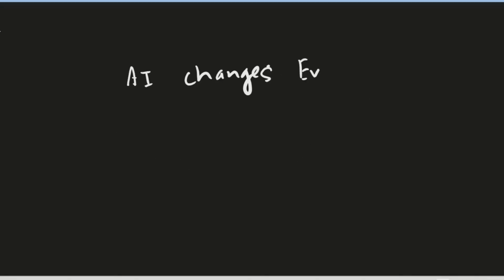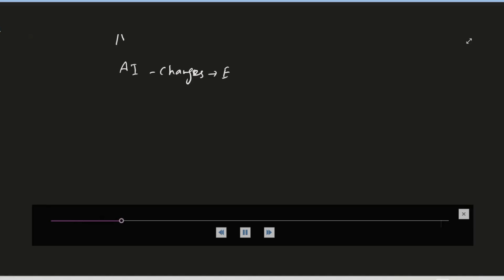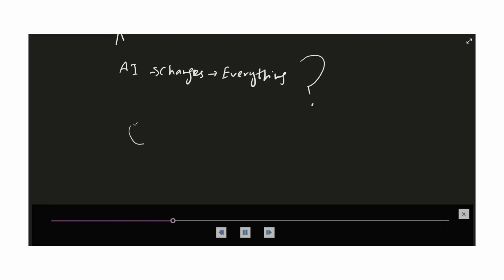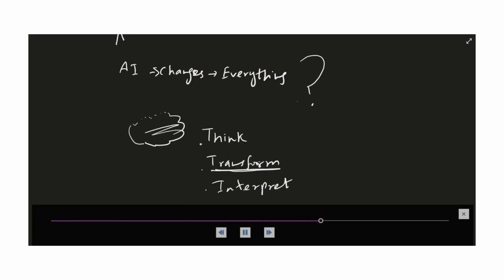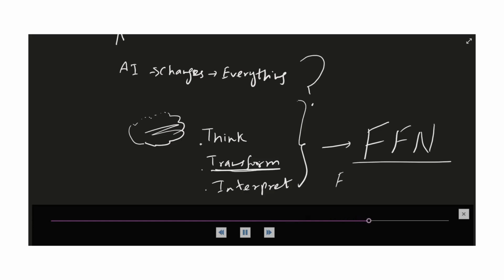Let's take a simple sentence. AI changes everything. Attention connects AI with changes and changes with everything. But connecting words is not the same as understanding them. We still need a component that can think, transform, and interpret meaning. That component is the feed-forward network.